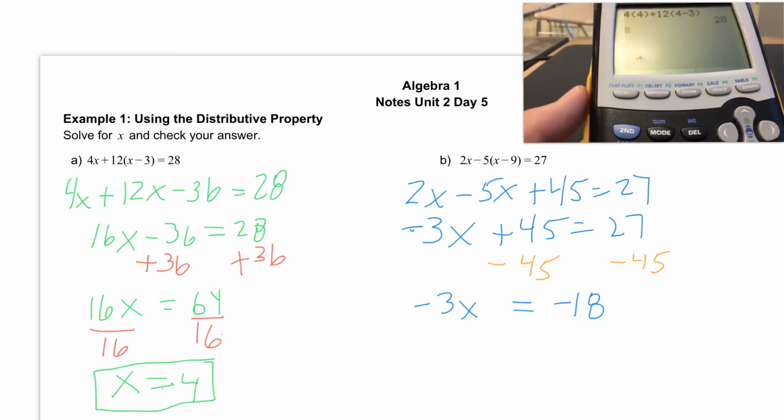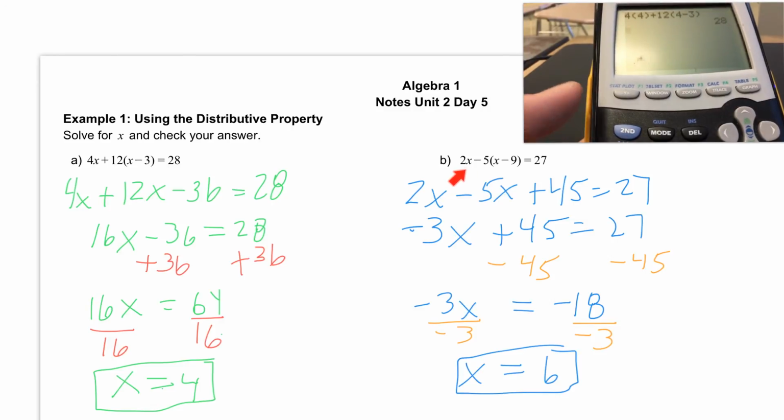And the last thing that I notice is that my x is being multiplied by negative 3. To get rid of that negative 3, I'm going to go ahead and divide both sides by negative 3. Dividing by negative 3 gives me x equal to positive 6. And I'm going to do the same thing that I did before. I want to check that answer, and I'm going to check it on my calculator.